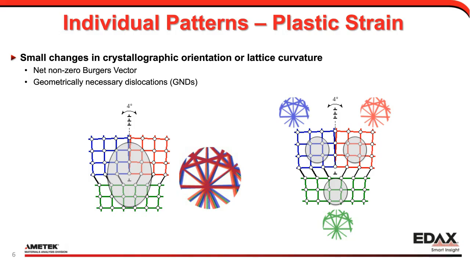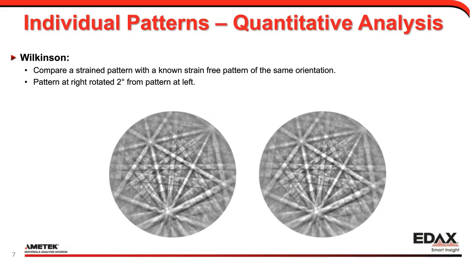Now, if your diffraction interaction volume is small enough, then you would be able to pick up each one of those individual orientations. And we actually see both effects in our EBSD results. So what can we do with individual patterns in terms of quantitative analysis? This work was done by Angus Wilkinson at Oxford University, who has been a pioneer in this area, and there have been others who have followed up on this, some of his students as well as others.